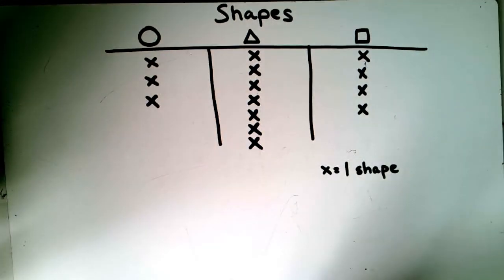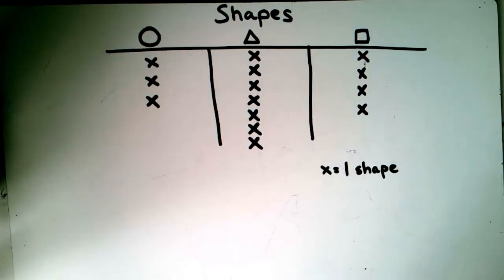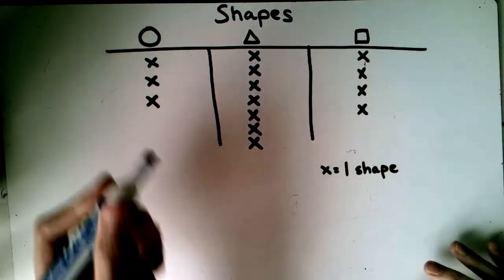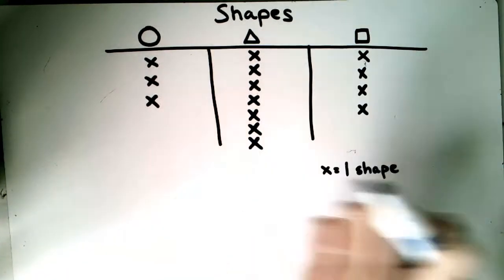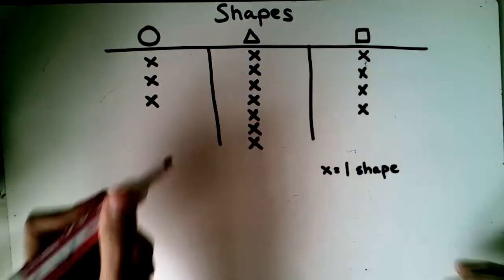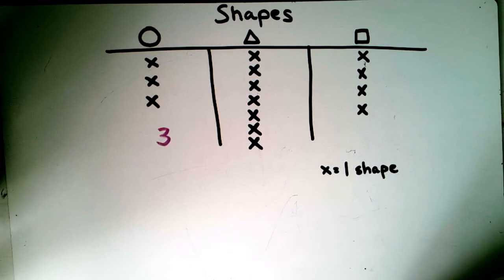Okay, Mrs. Garris loves, and Miss Combs loves, to first analyze, we'll call it. It's a fancy word. It means check it out and kind of think about some things. Analyze how many of each category. So in circles, we counted three X's. So there were three chosen circles.